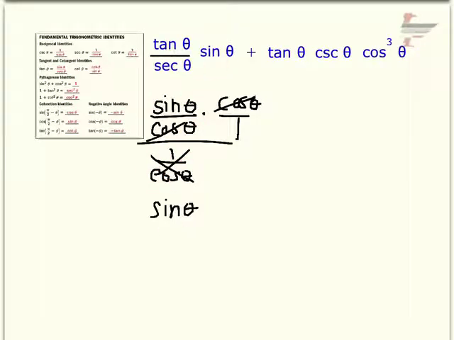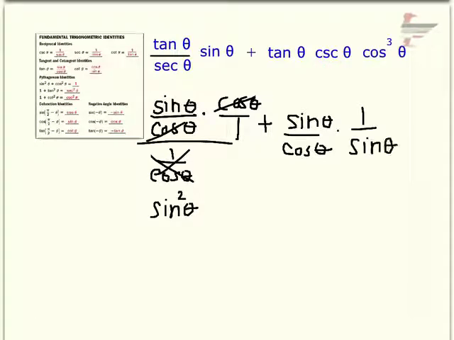Well, then it's times another sine, so sine times sine, of course, is sine squared, so I'm just going to toss in the square. Then the second chunk: tangent is sine over cosine, so sine theta over cosine theta. Cosecant is 1 divided by sine, so I'm going to change that, and then times cosine cubed. Here my sines cancel out, and this cosine will cancel out one of these, so I'll just have a cosine squared left.